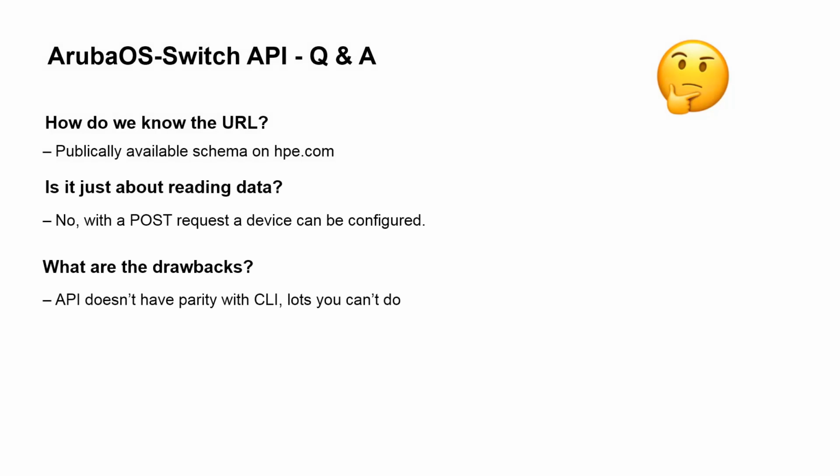Now, the thing is, at the moment, the API on the Aruba devices doesn't have parity with the CLI. So there's lots that you can't do right now, okay? This is early days for the API. So there's lots of things that are in the CLI that you can't do via the API. So that may not fit you for your production networks right now, but more functionality is on the horizon.